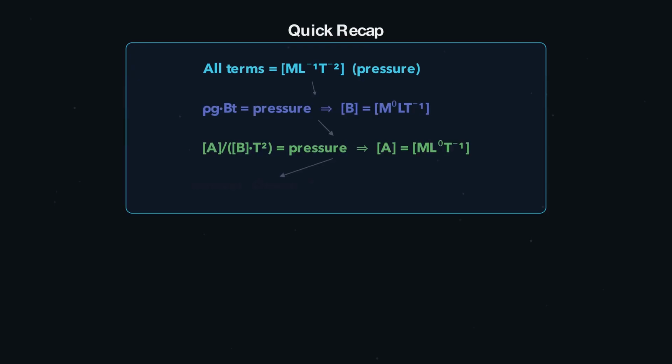Matching against the options, A is mL0 T minus 1, and B is m0L T minus 1. That's option 4. The key insight, additive terms are your anchors. Match them dimension by dimension.